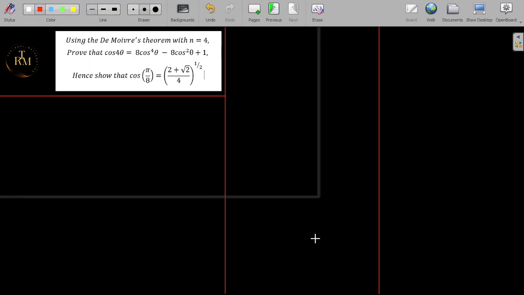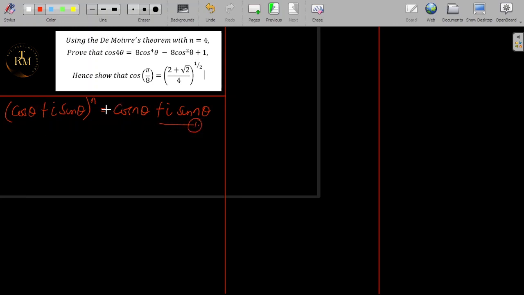Now, the first thing we want to do is to write out what de Moivre's theorem is actually saying. If I have (cos θ plus i sin θ), where the i is coming from the concept of complex numbers, to the power of n, it's actually the same thing as saying cos nθ plus i sin nθ. I'll call this the first equation.